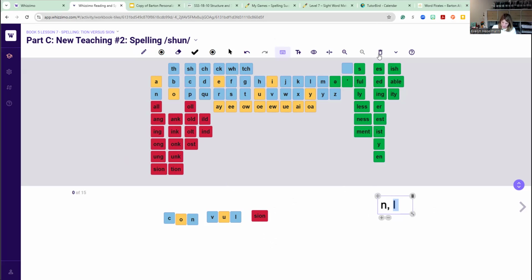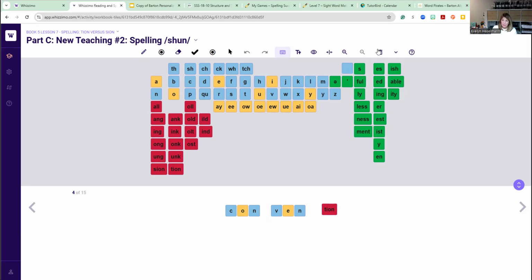Okay, then we've got the next word, which is going to be the word pension. Okay, so what sound is the SION making? It's making the shun sound, but it's spelled SION. So one way to spell shun after an N is SION. Okay, great, but let's look at the word convention, and now this is also after an N, and it's a TION. So for those, your student is going to need to look them up.